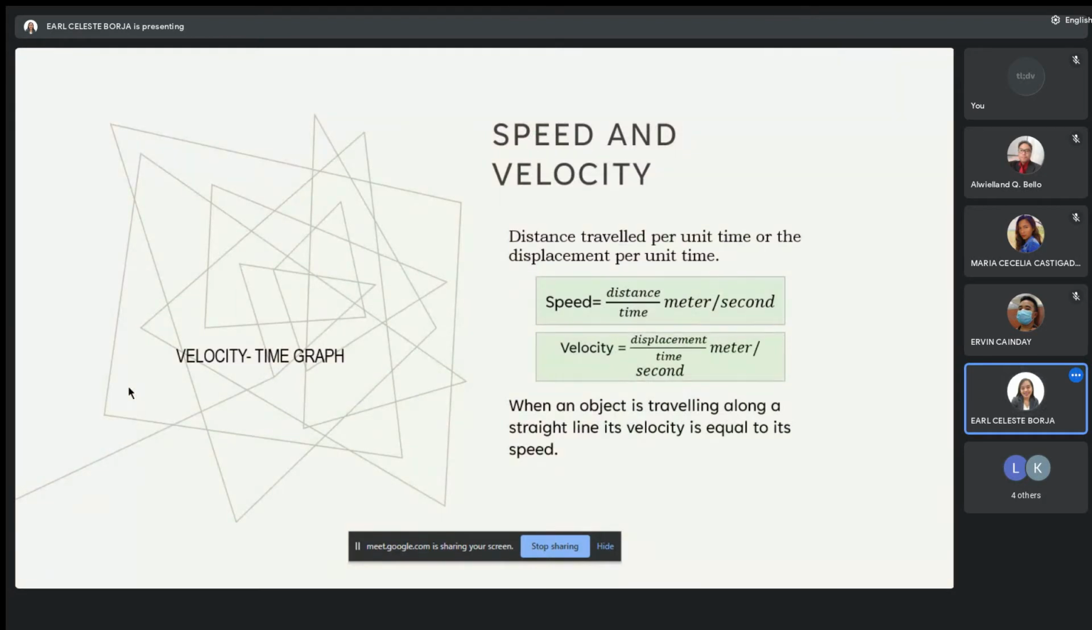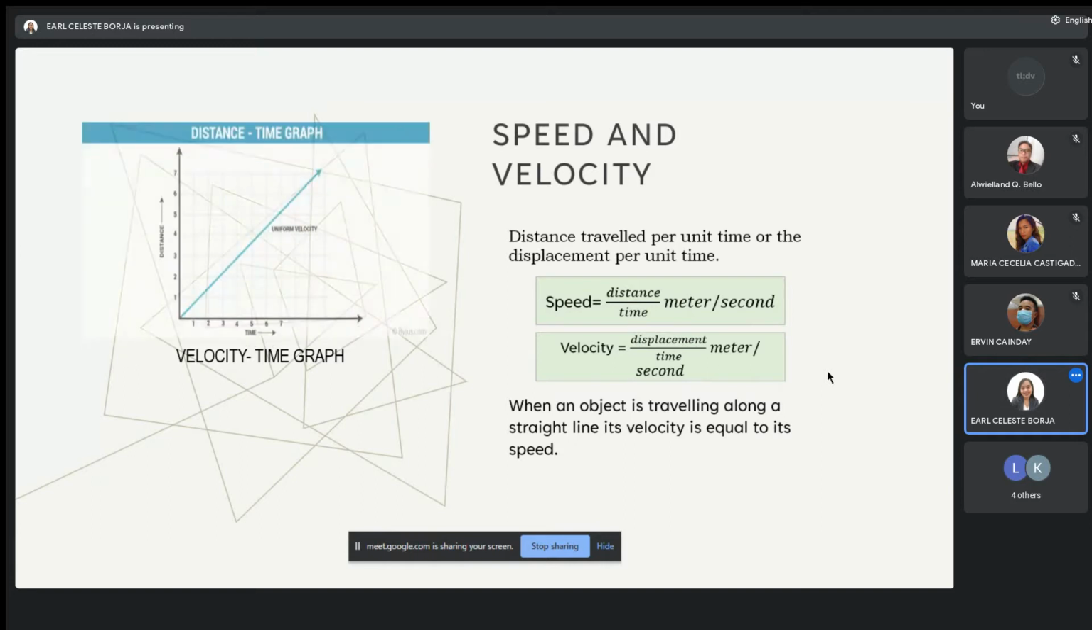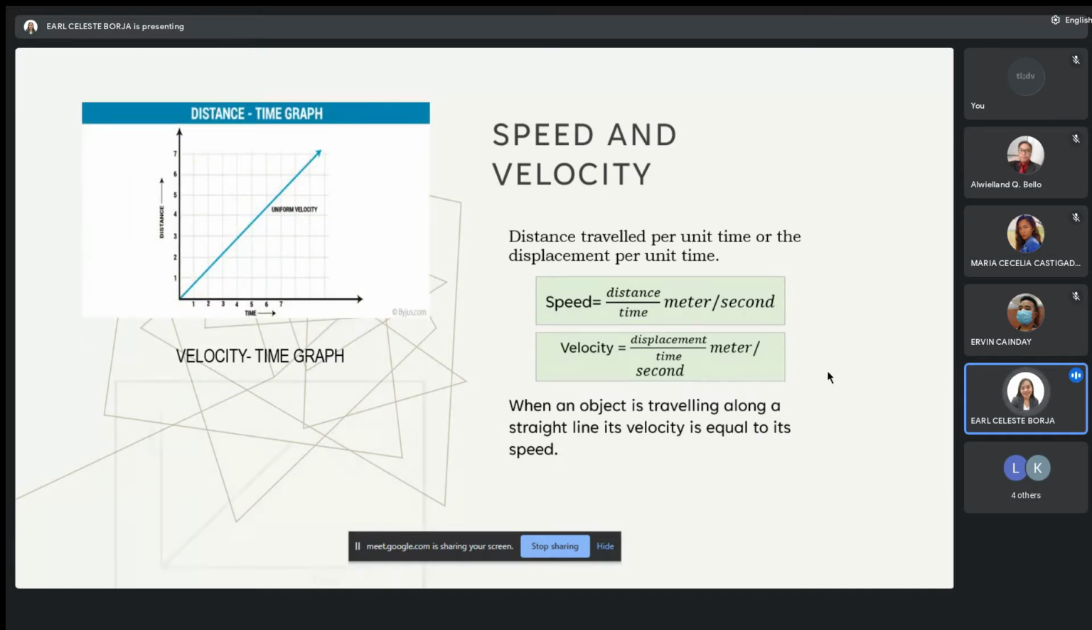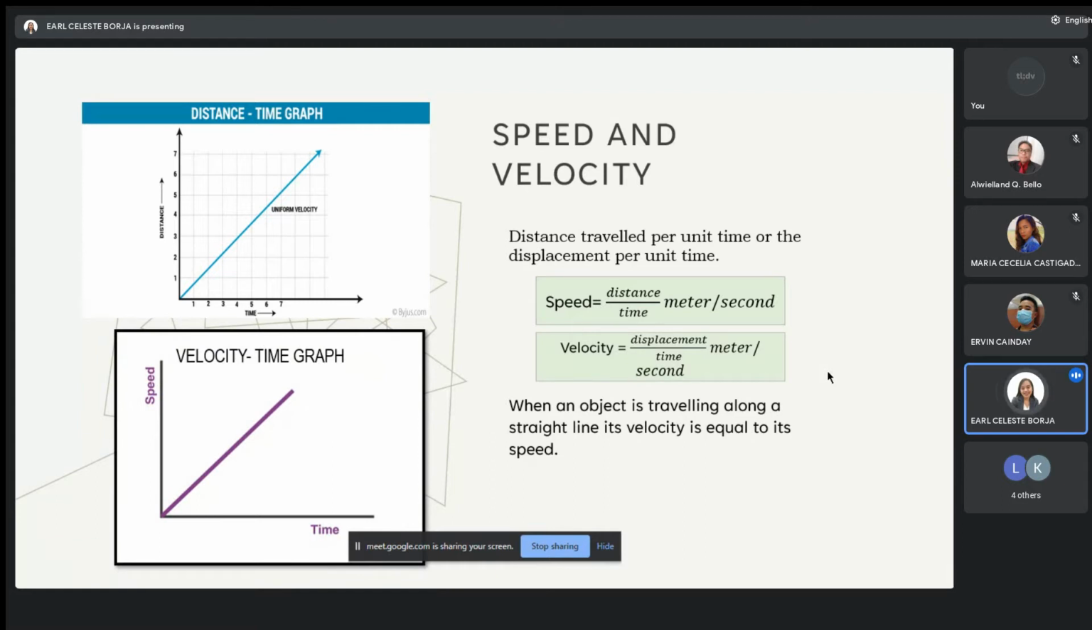Speed and velocity. Distance traveled per unit time, or the displacement per unit time. Speed is equal to distance over time, meters per second. Velocity is equal to displacement over time, meters per second. When an object is traveling along a straight line, its velocity is equal to its speed. This is the example graph of a distance time graph and velocity time graph.